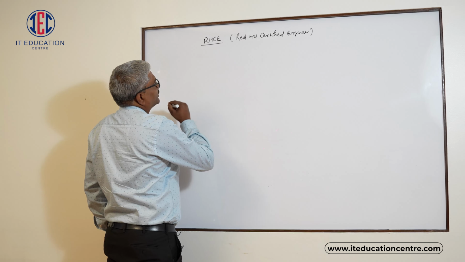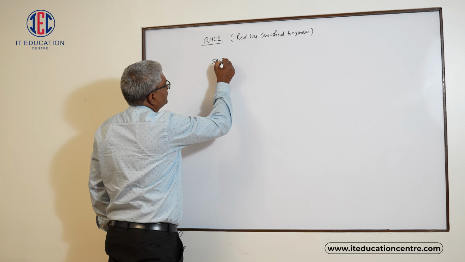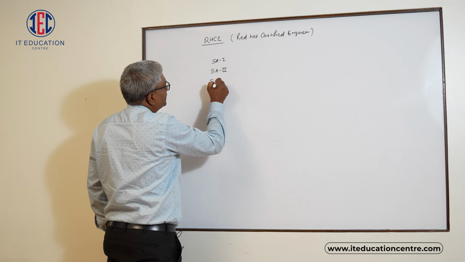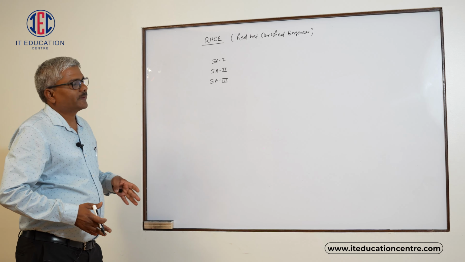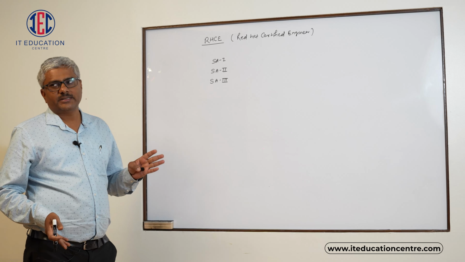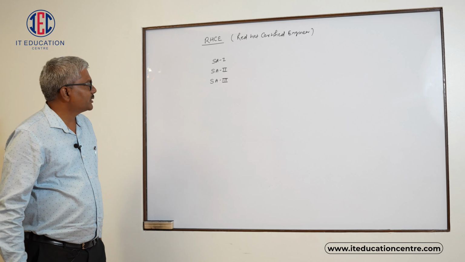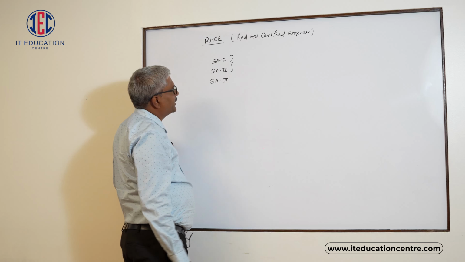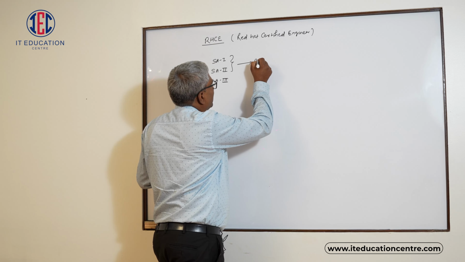So basically there are three modules in it. One is SA1, second is SA2, and third is SA3. So the whole syllabus of RHCE is divided into three parts: SA1, SA2, SA3. SA stands for System Administration 1, System Administration 2, and System Administration 3. If you prepare for these two, SA1 and SA2, you can appear for RHCSA.